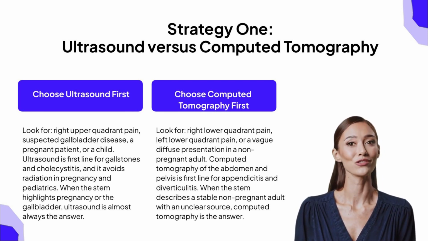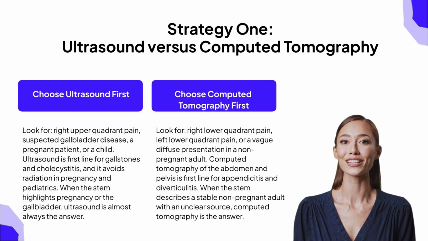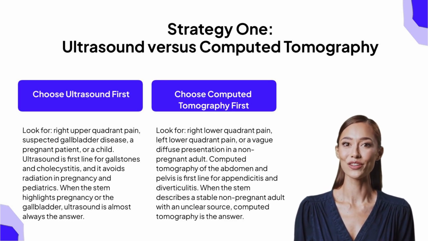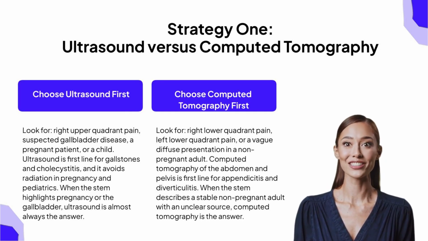Choose computed tomography of the abdomen and pelvis first for a stable non-pregnant adult with right lower quadrant pain, left lower quadrant pain, or a vague unclear source. That is your go-to for appendicitis and diverticulitis. The boards love testing this split, so make the imaging question your first mental move.